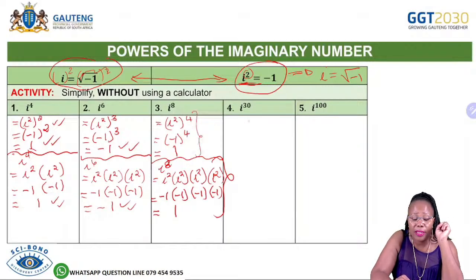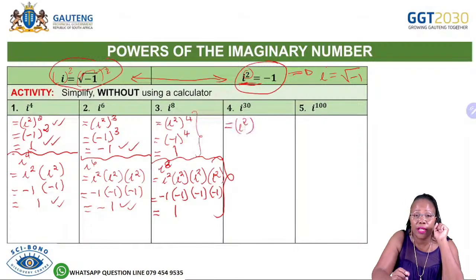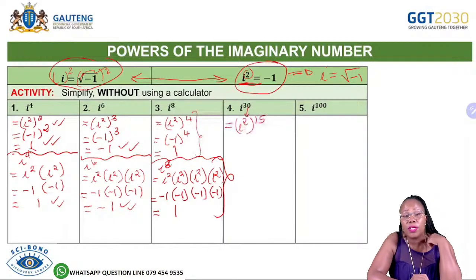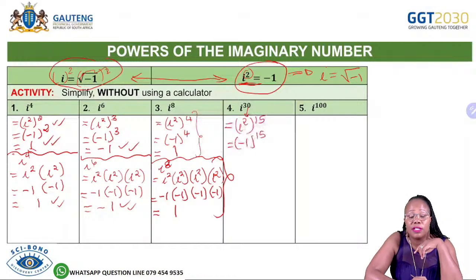We are applying the first method because the exponent is bigger now, 30. That will be equal to i to the power 2, but we need 30. What must we multiply 2 with to get 30? That means you need to multiply by 15. Or you can say 30 divided by 2. It will give you the exponent that you're supposed to write in. And then now i squared is a negative 1 to the power what? 15. And then now 15, is it even or odd?